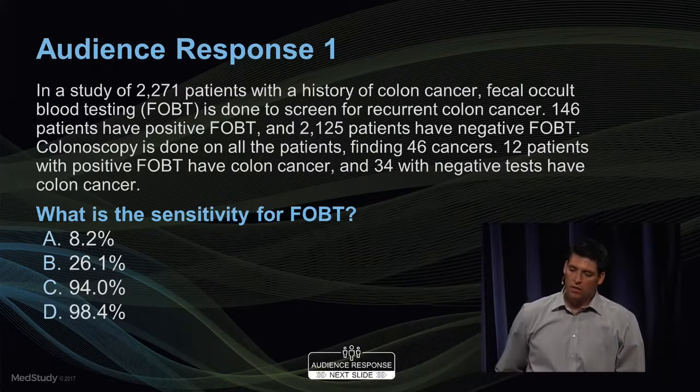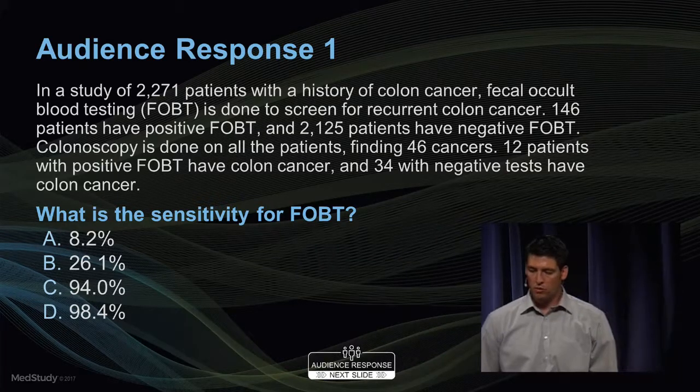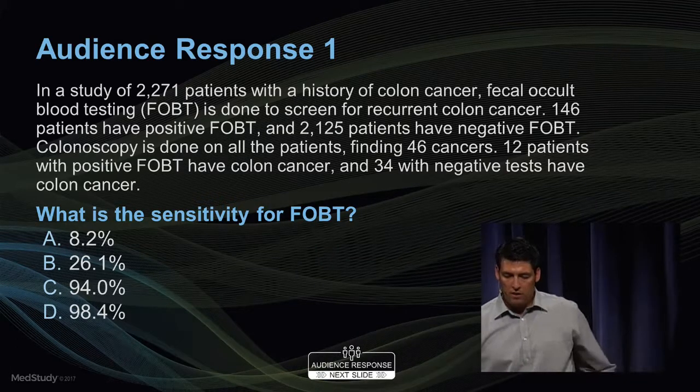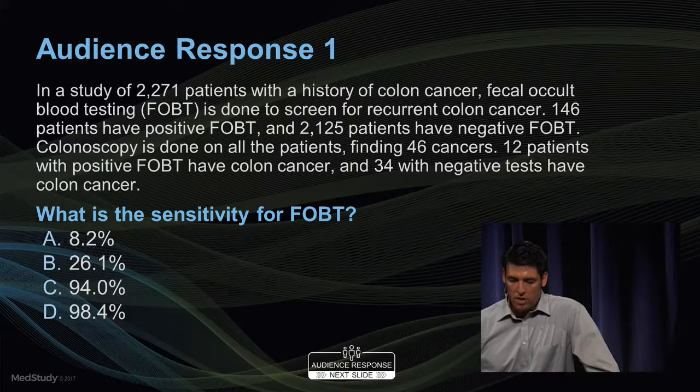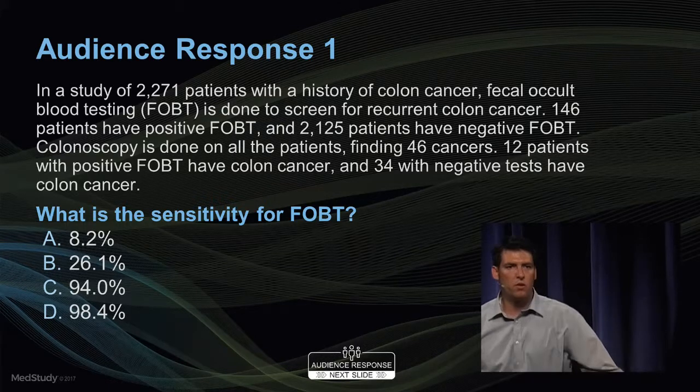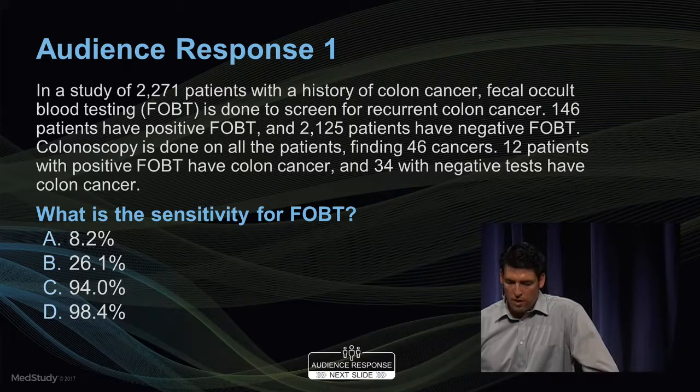All right, so let's see how much we've learned here. In a study of 2271 patients with a history of colon cancer, fecal occult blood testing is done to screen for recurrent colon cancer. 146 patients have positive FOBT, 2125 have negative FOBT. Colonoscopy, so that's the gold standard in this case, is done on all the patients, finding 46 cancers, 12 patients with positive FOBT have colon cancer, and 34 with negative tests have colon cancer.